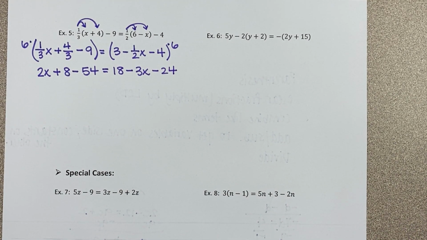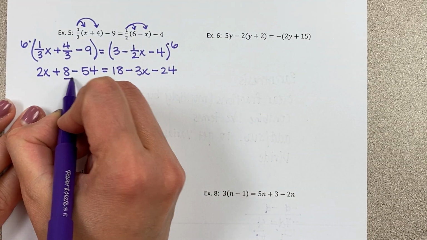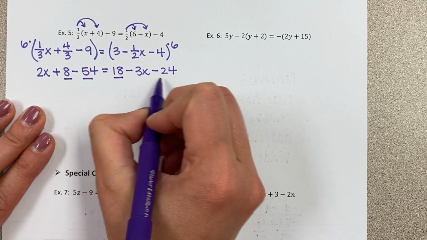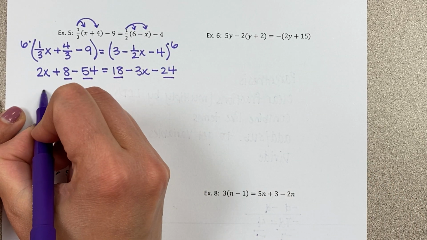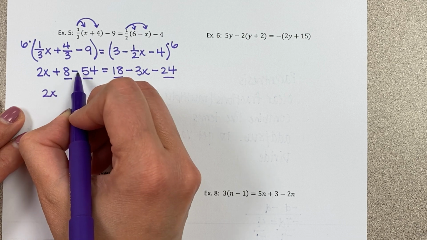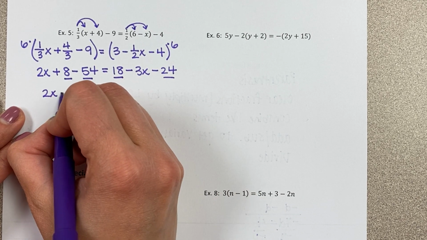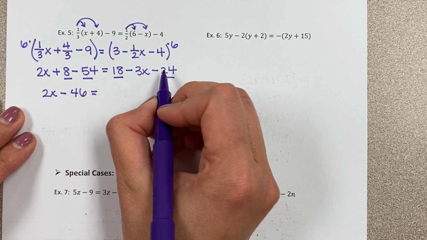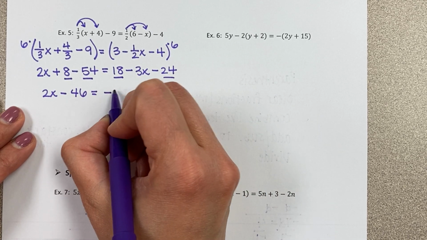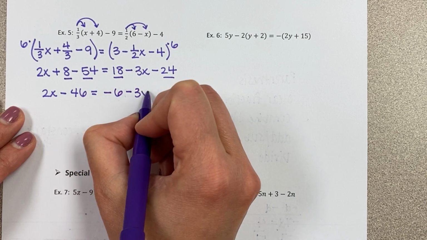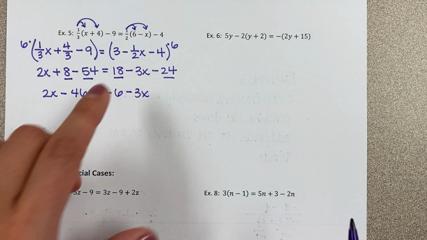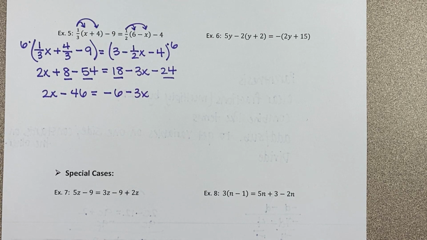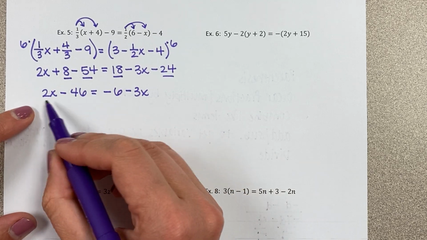All right. Next step was like terms. Do we see any like terms on each side? I do, right here and right here on the right. So we're gonna rewrite it 2x, 8 minus 54 is -46. 18 minus 24 is -6, and then we're gonna bring down that -3x. If you need to use a calculator for some of these, that's okay, because I know we're kind of refreshing those integer rules. All right, now we have variables on both sides.